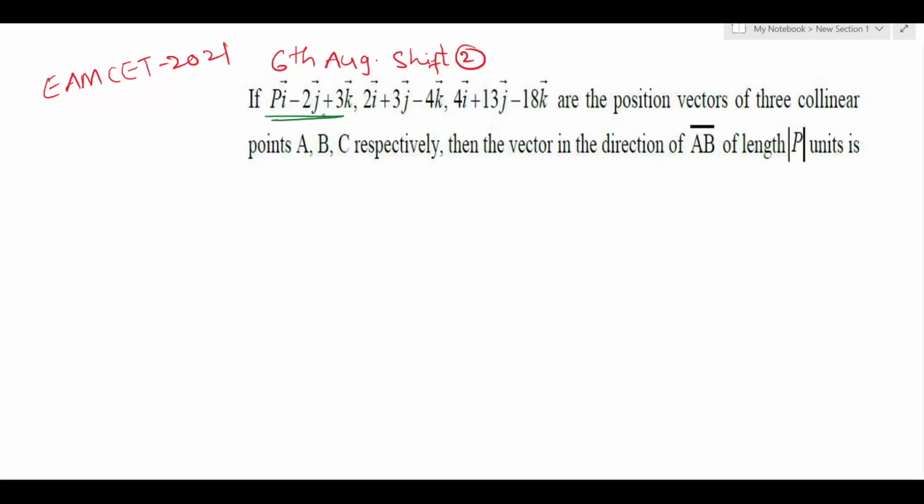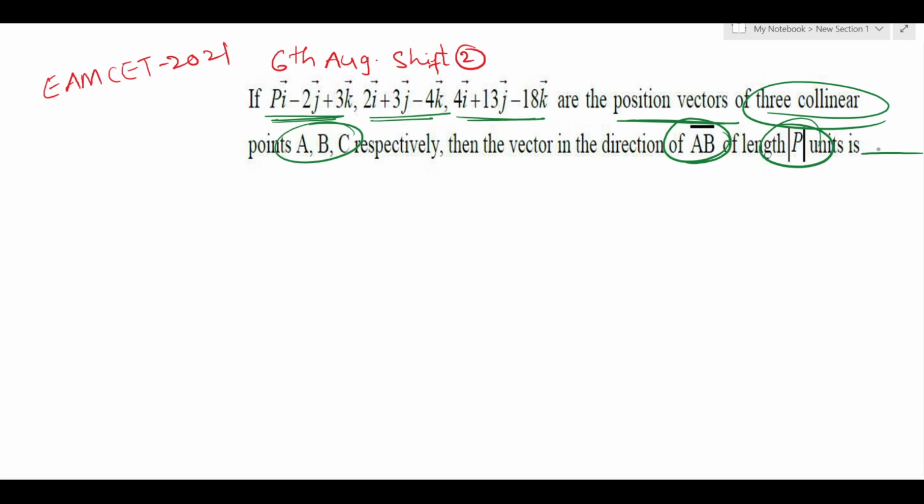If p i bar − 2j bar + 3k bar, 2i bar + 3j bar − 4k bar, and 4i bar + 13j − 18k bar are position vectors of three collinear points A, B, C respectively, then the vector in the direction of AB bar of length mod p units is dash. This is EAMCET 2021, 6th August shift 2 question. That means the given position vectors are collinear. Collinear means the determinant of that value is equal to 0.